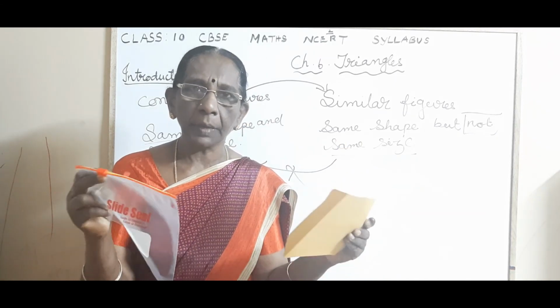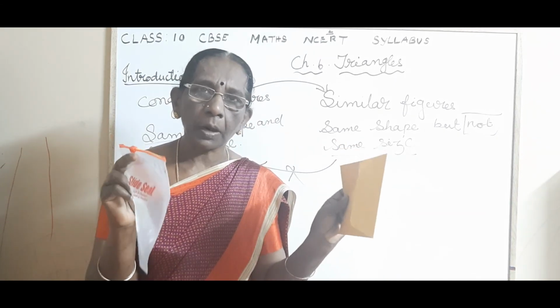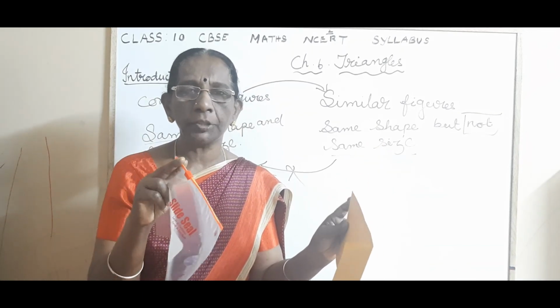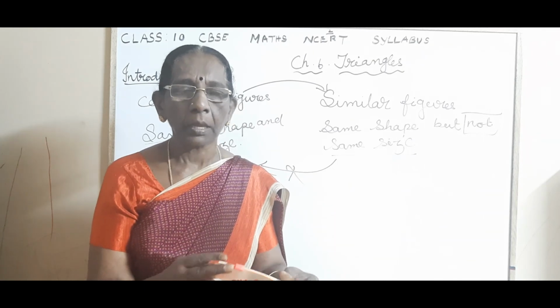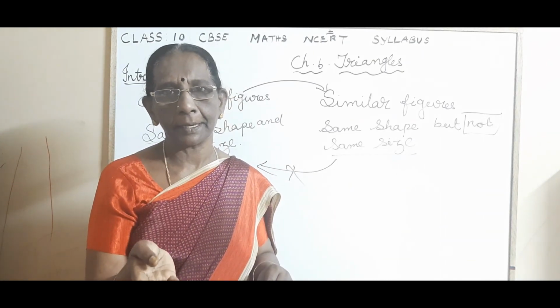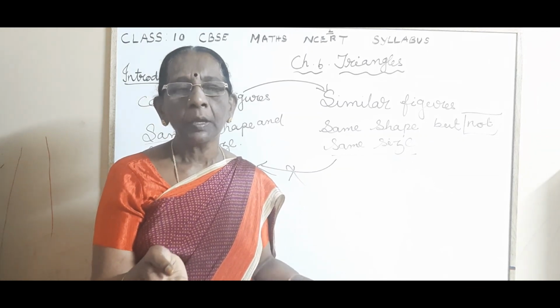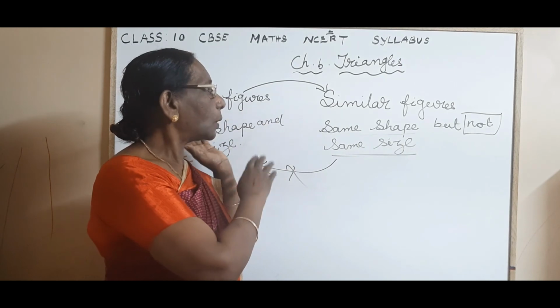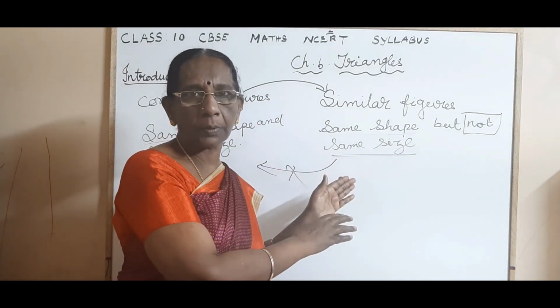For the similarity property, the polygon should satisfy some important conditions. Two conditions they should satisfy. So let us discuss those two conditions in the next session. Have you understood, children? So I think you may have understood the meaning of the congruency and similarity properties.